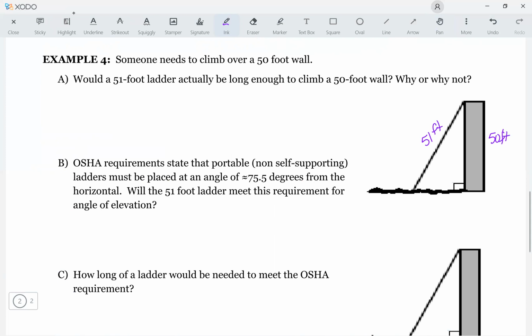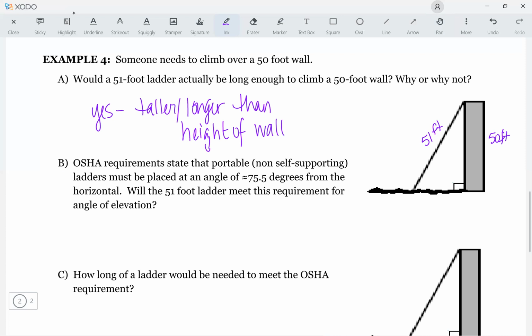What do you think? Well, technically, the ladder is longer than the height of the wall. So that means we would be able to angle it out from the base. So feasibly, yes, that should work. So yes, taller or longer than the height of the wall. However, anyone who has used a ladder knows that we have to be careful.